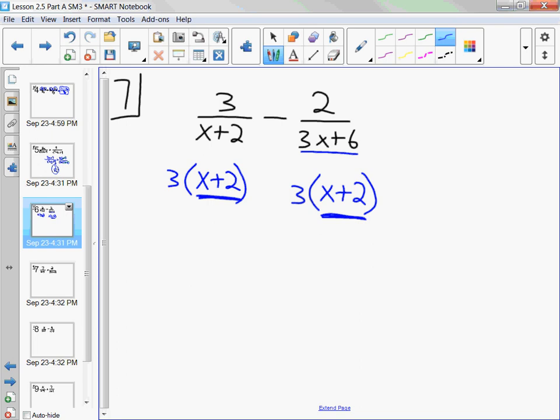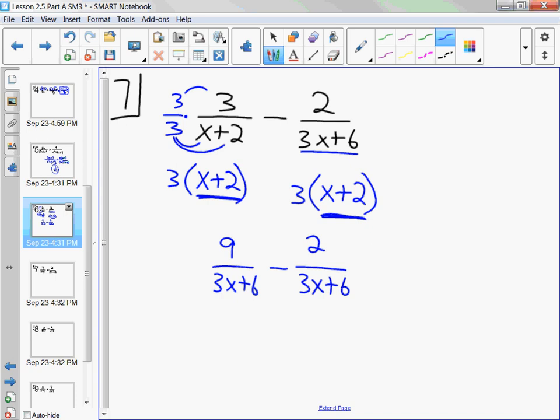So if I multiply the top and bottom of this side over here by 3, I will have my common denominator. So I'm going to multiply 3 times 3, I get 9. And 3 times the x and the 2 makes 3x plus 6. And then my other fraction is 2 over 3x plus 6. And I have my common denominator. If you didn't catch that, you can rewind it and watch it again.